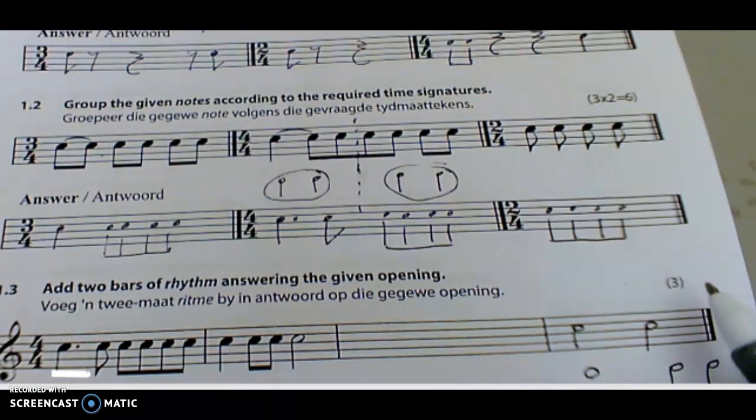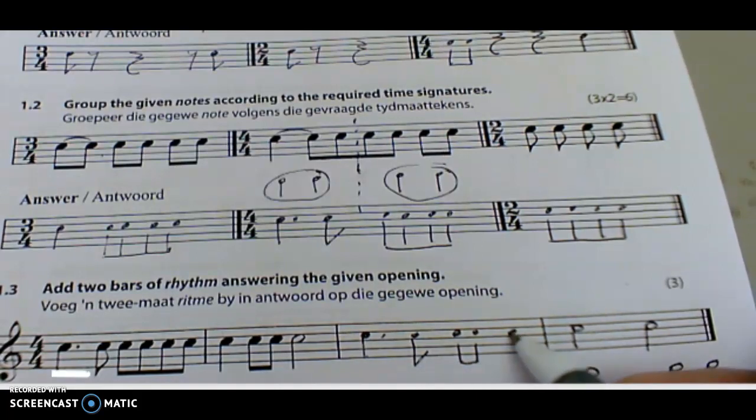And what they're testing here is that you use one of the patterns or some of the material that you see there. I like this dotted crotchet with a quaver I'm going to have, and then maybe use that pattern there. So I can mix and match, and then I see 1, 2, 3, 4, they all group together correctly, and then I have my ending.